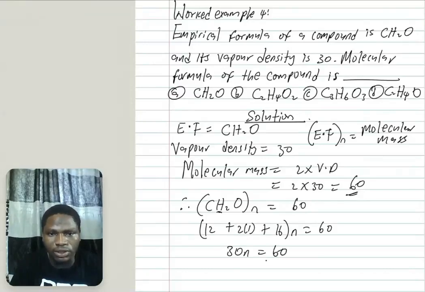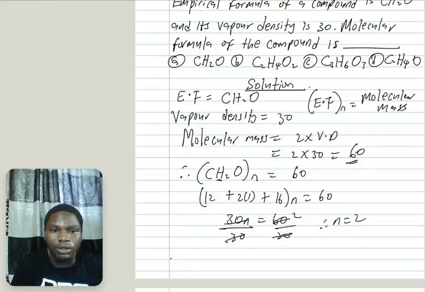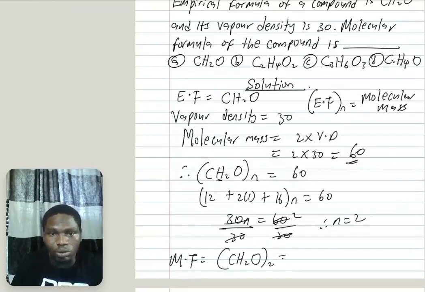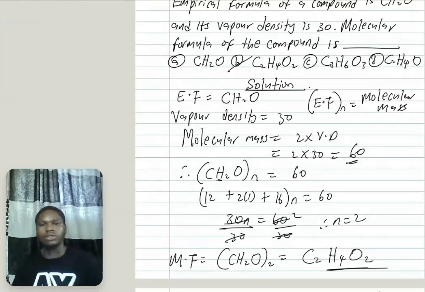30N equals 60. Divide both sides by 30 to find N. 30 here and 30 here, so therefore N equals 2. Now after that, who can tell me what's my molecular formula? The molecular formula is this. Your empirical formula is CH2O times N, and your N is 2, so multiply through by 2. So you have C2H4O2. You can see this type of question. So C2H4O2, option B. That's that for that. Thanks for watching.